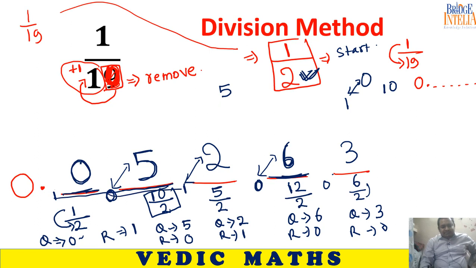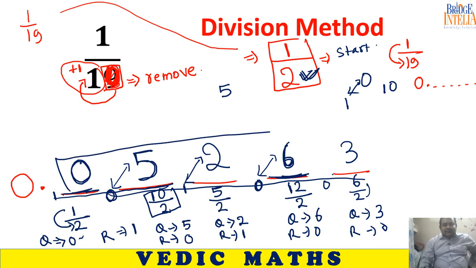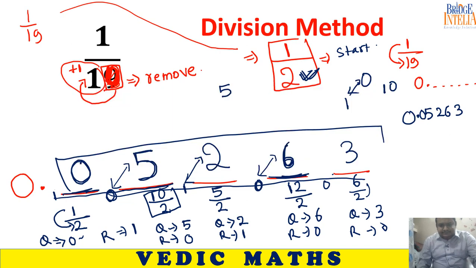Now final answer. Remove whatever is written before the blank space. So final answer is 0.05263. Let us verify using calculator.